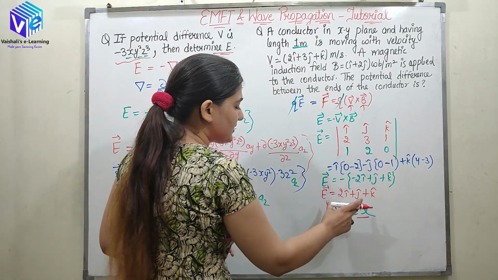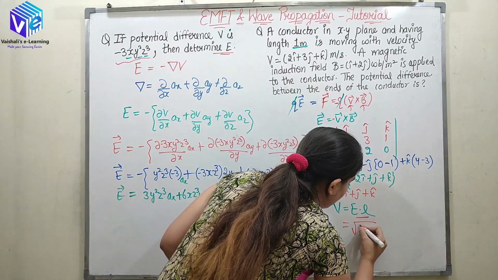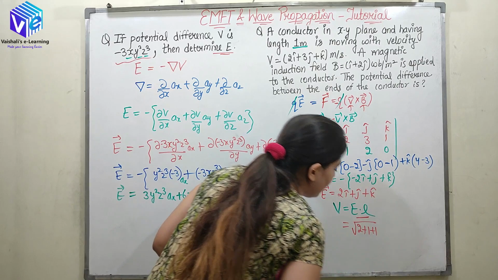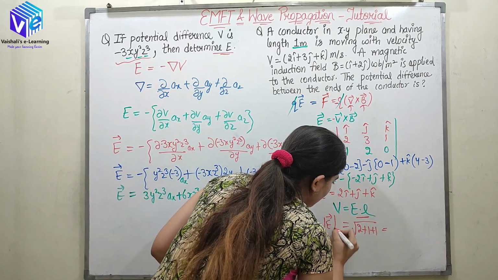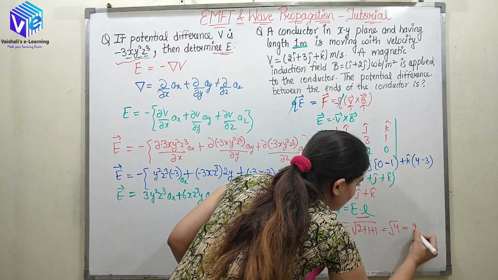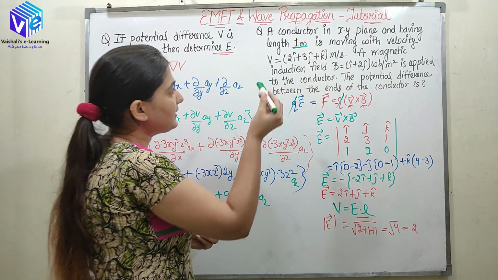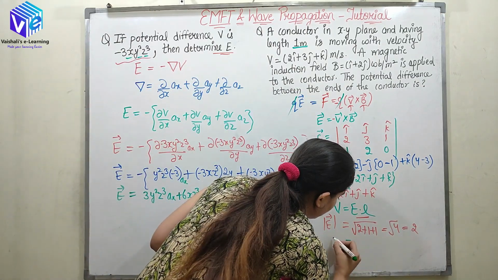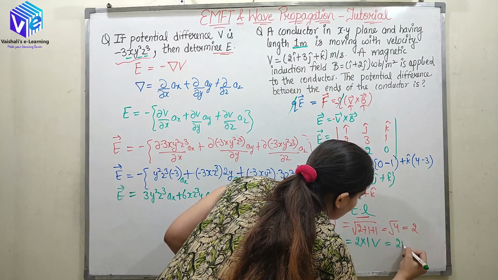So now what is E? We'll take the magnitude of E. So it will be equal to under root 2 plus 1 plus 1. So it is under root 4. Under root 4 is equal to 2. So the magnitude of E I know. What is the length? Length I know it is 1 meter. So V is 2 into 1, which is 2 volt.